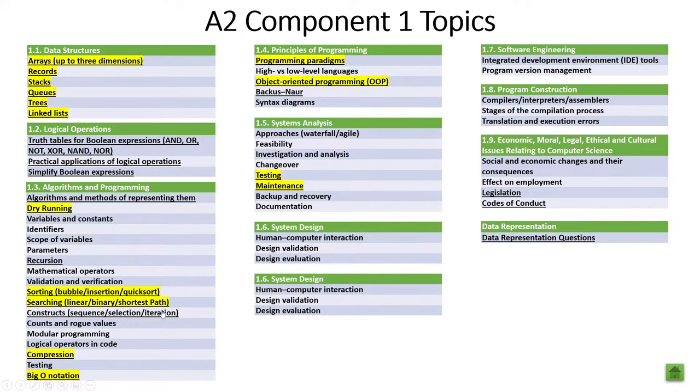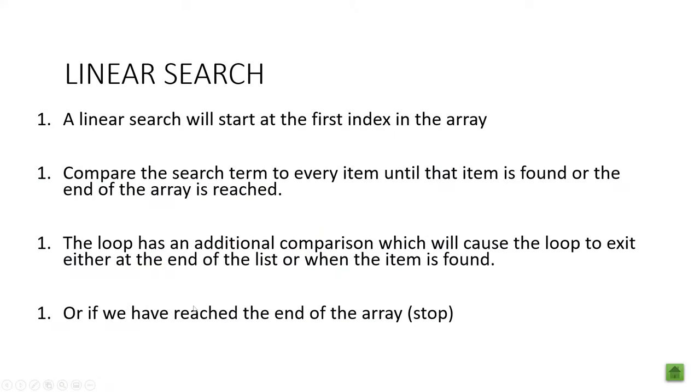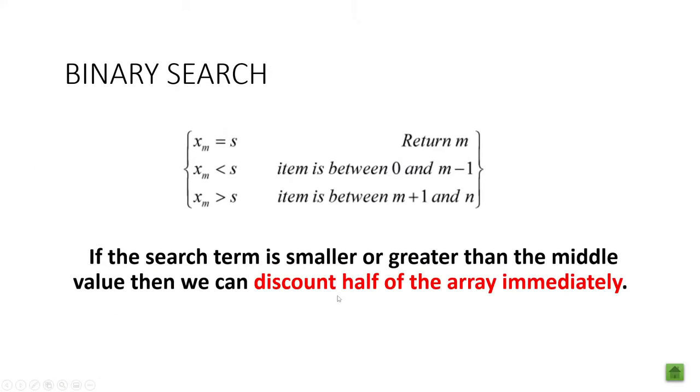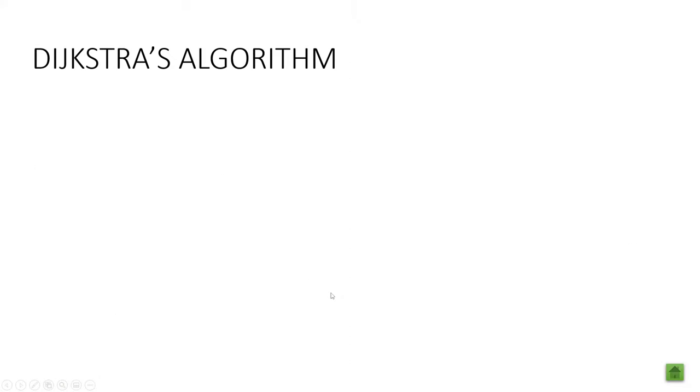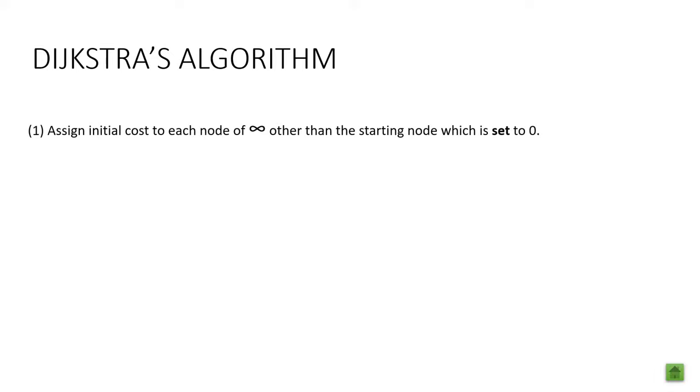Now, Dijkstra's algorithm is a shortest path algorithm, which means we're in searching down here. So we go past our searches and we look at Dijkstra's algorithm. Now, the key to Dijkstra's algorithm is remembering the algorithm itself. So you might be asked to describe it, and you might also be asked to demonstrate it. So demonstrate the shortest path of a graph.